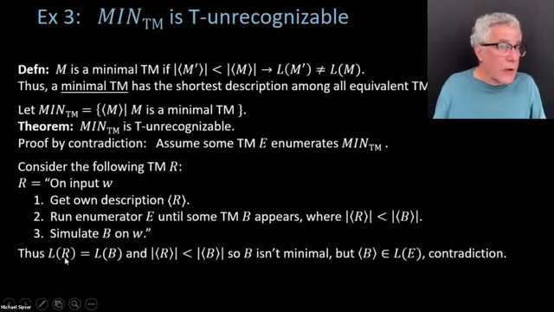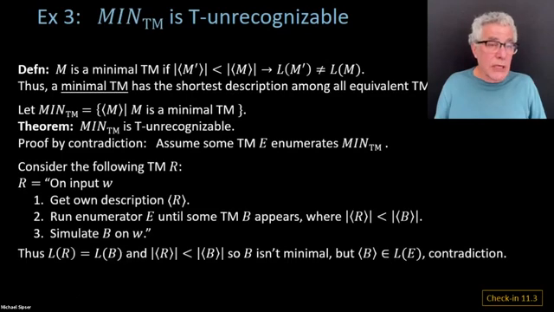So the language of R, this machine I just produced, equals the language of B, because R ends up simulating B. But R is smaller than B because R waited until it found a machine that's bigger than it. So B couldn't be minimal. But B was one of the machines that the enumerator produced. That's a contradiction.